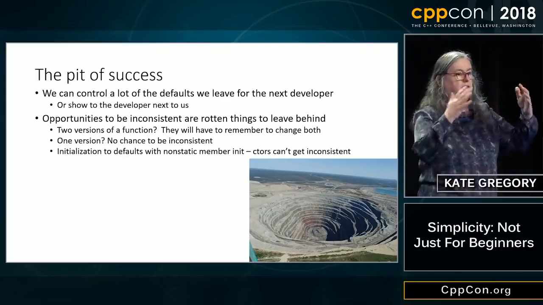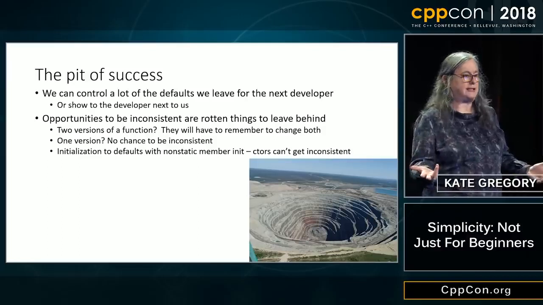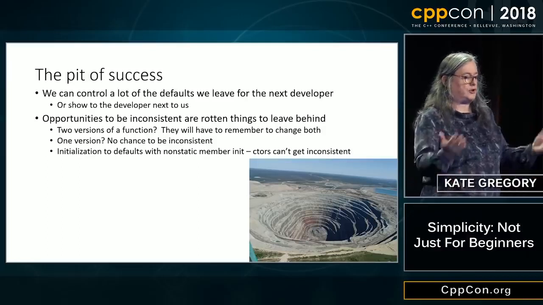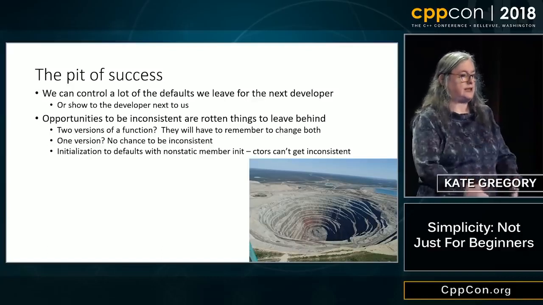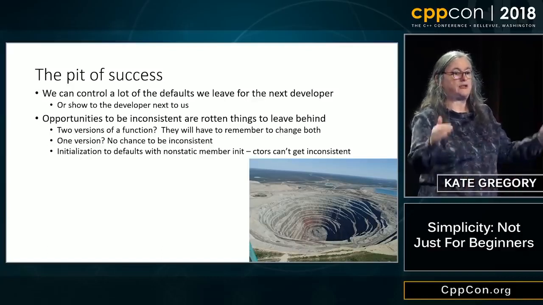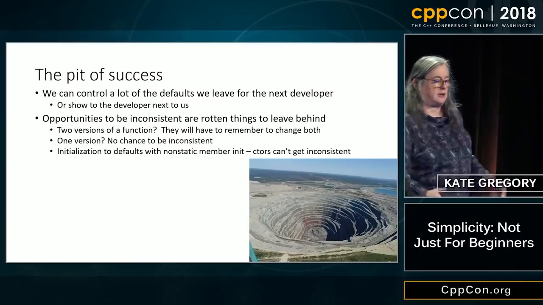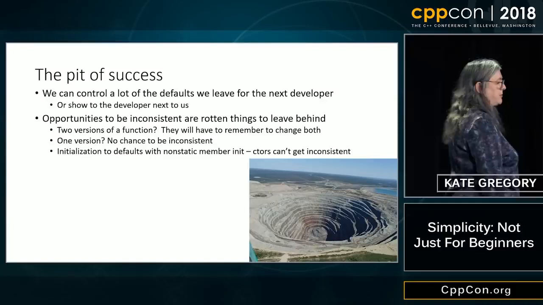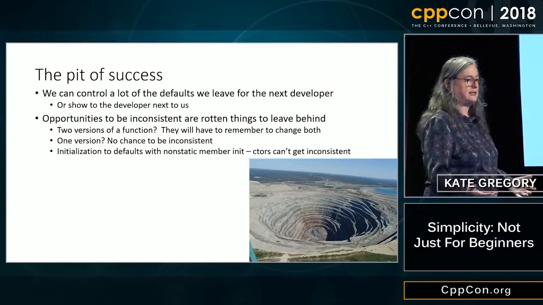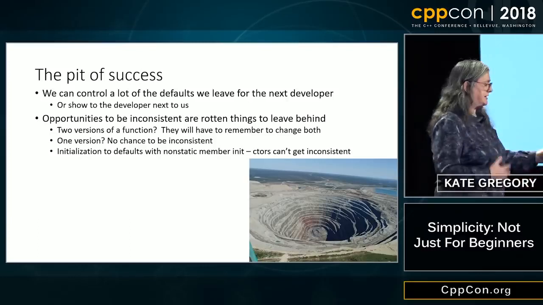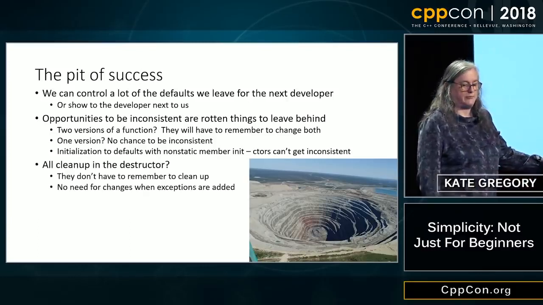They have to climb a mountain of success by changing it in all the places it needs to be changed. If there's only one thing, they can't be inconsistent when they do the obvious thing, which is change the single function. They're done, they win, they succeeded. You set that up for them. Same with non-static member initializers, right? When they add another constructor, they're not going to add an inconsistent default value. All of these things set them up to succeed.